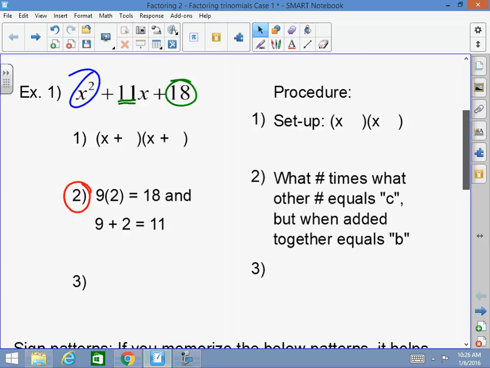And then from here, just plug in the 9 and the 2. x plus 9 and x plus 2. And you're done, literally. Now, back to the example from before.